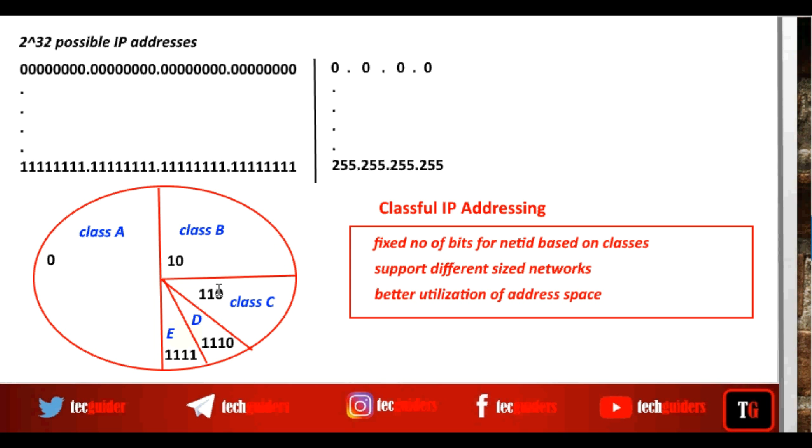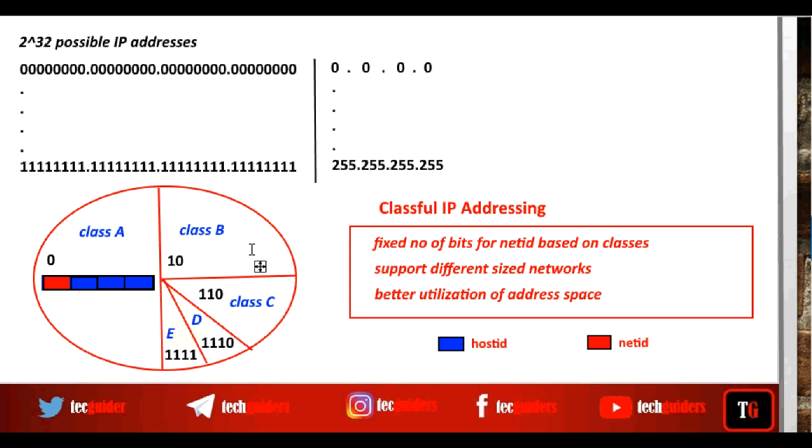So based on these leading bits, we divided the entire set of IP addresses into classes. And why are we dividing them into classes? In order to support different size networks. For that, in all the IP addresses belonging to class A, in all the IP addresses beginning with 0, the first octet or the first 8 bits is reserved as network ID and the remaining 3 octets are reserved as host ID. Thus, in all the IP addresses belonging to class A, the first 8 bits are used to address the network and the remaining 24 bits are used to address the hosts within the network.